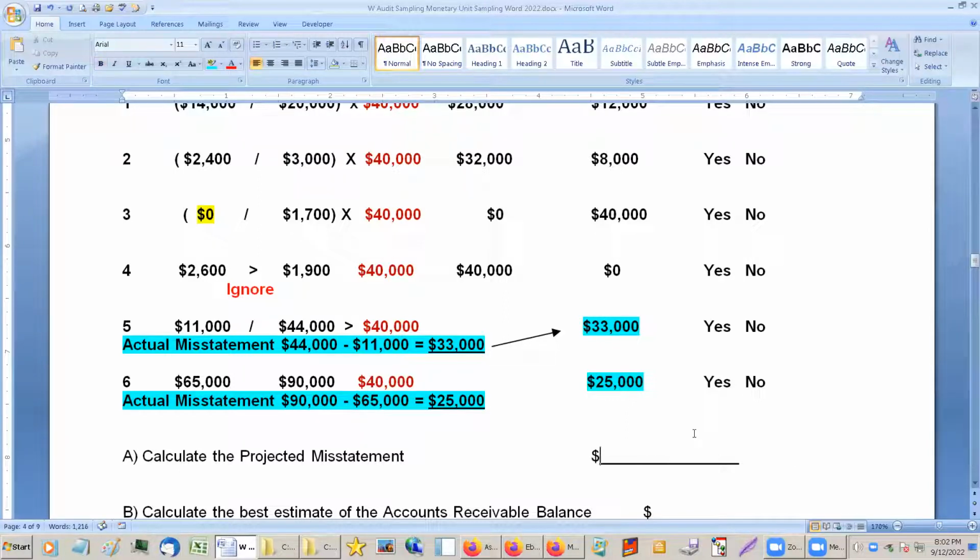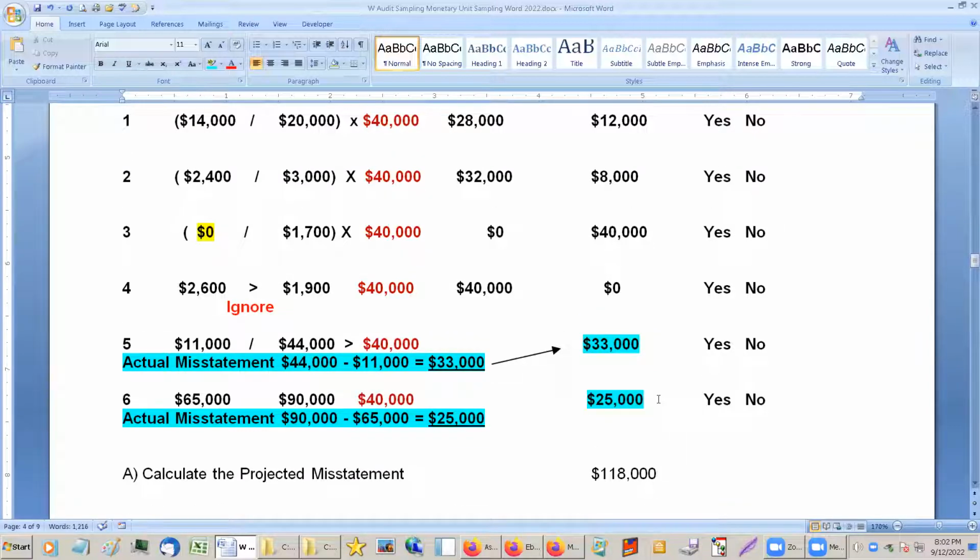$118. At 107. Here's my calculator. I think it's 118, isn't it? Yeah, it is. I'm doing it in my head, sorry. Okay. Well, that's what I was doing too.